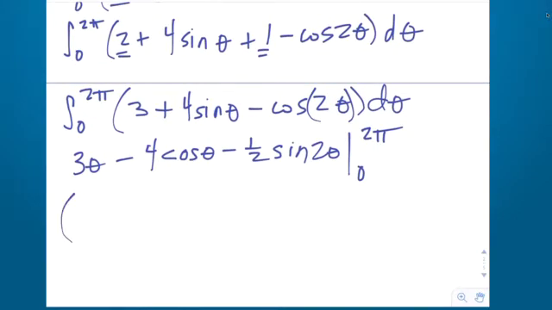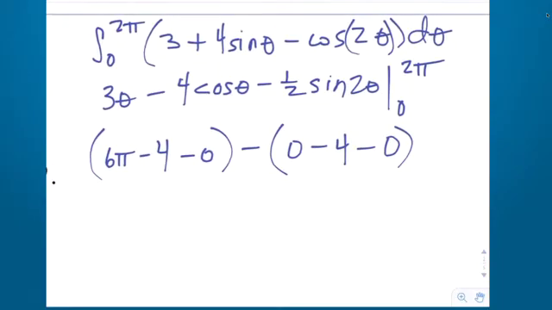And now to plug in. For theta, we get 3 times 2 pi, which is 6 pi, minus, what's cosine of 2 theta, or 2 pi, sorry? Cosine of 2 pi? 1. So we're left with minus 4, minus, what's sine of 4 pi? Well, that's the same as sine of 2 pi, 0. So minus 0. So there's plugging in the top, in parentheses, minus, parentheses, plug in the bottom. 0 times 3 is 0. Minus cosine of 0 is 1, so we're left with minus 4. And then sine of 0 is still 0. So with all that, we end up with 6 pi minus 4 plus 4. We end up with 6 pi.